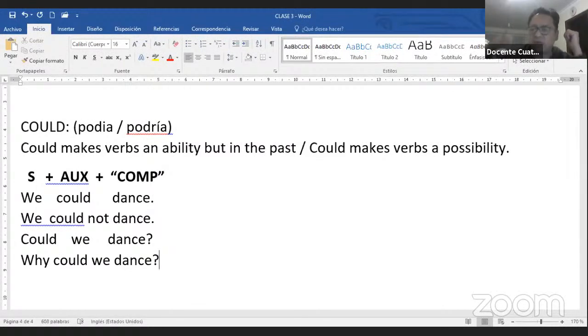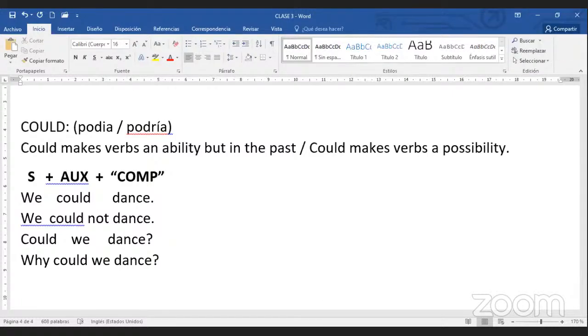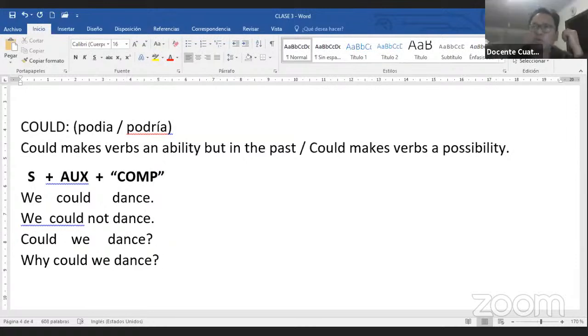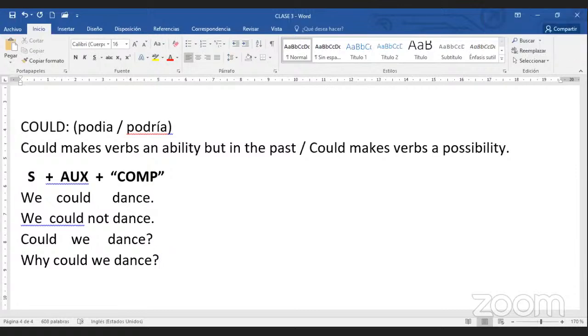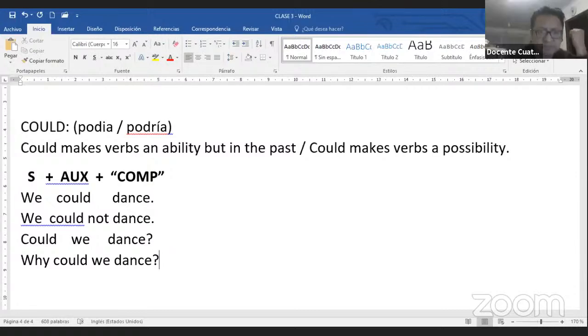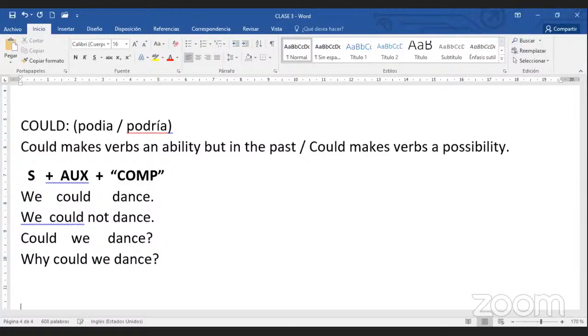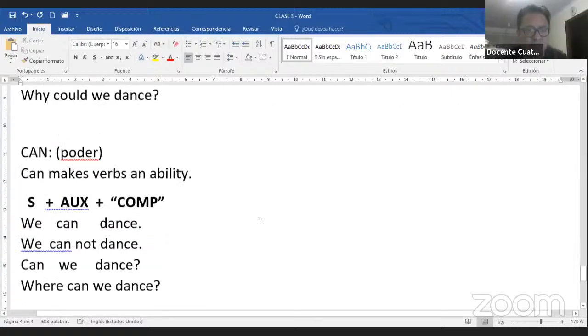If we're talking about December, for example, we have different gigs in December. We could play in a party. We could play in a wedding. You see, it's the future, so it's possibility. Podría. Very nice. Do you understand could? No problem. Good. Let's see the next modal.